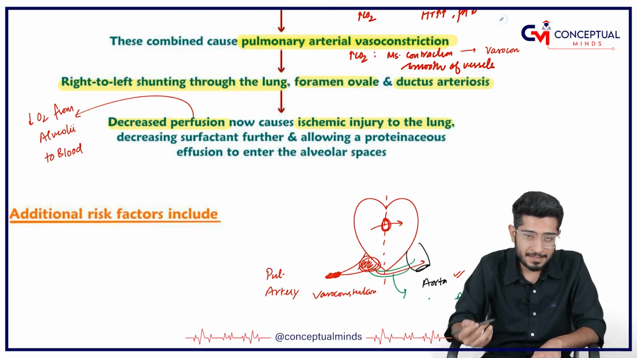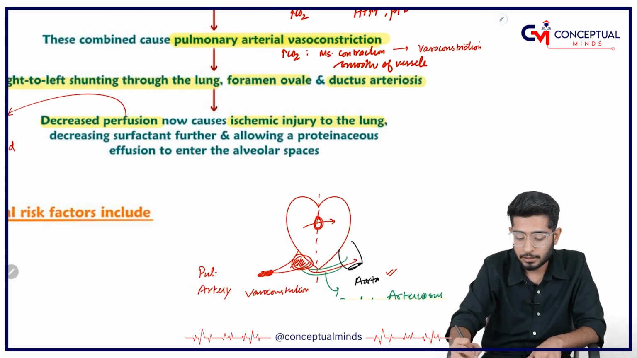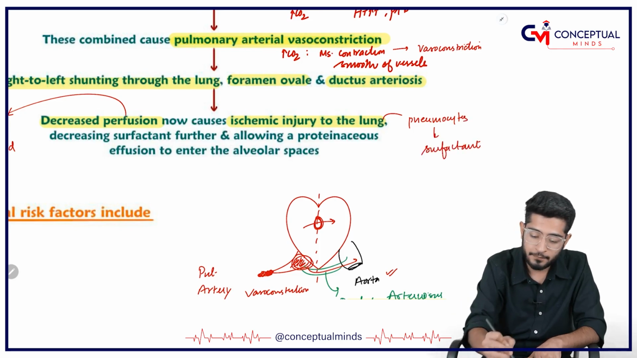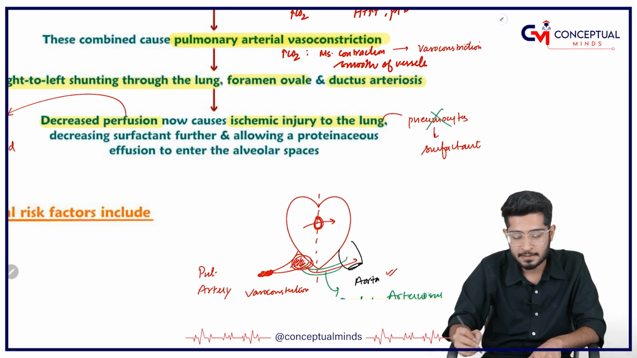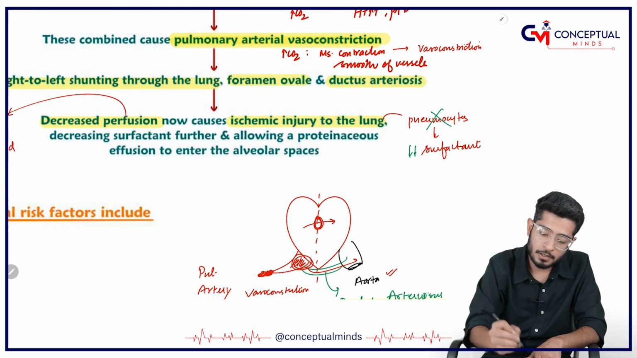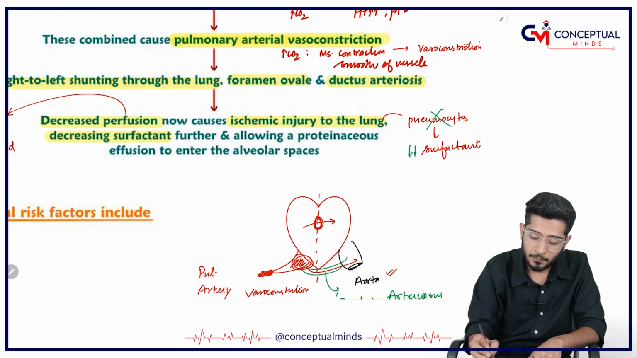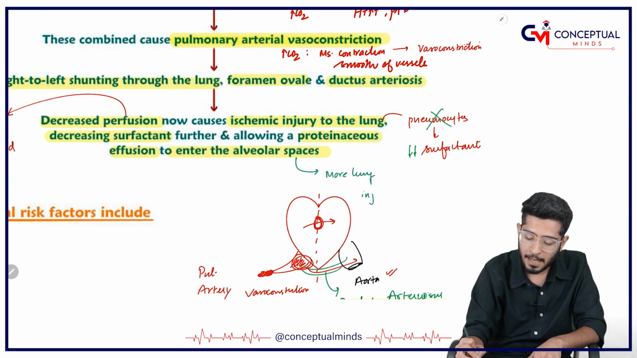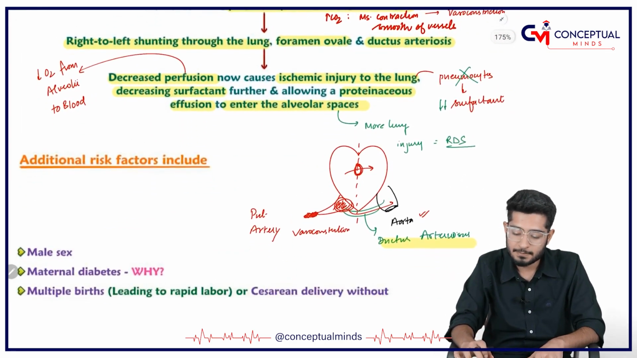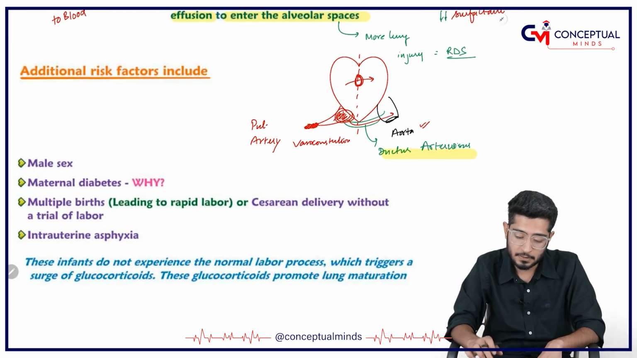Once there is injury, I think you know that lungs have got pneumocytes, and these pneumocytes are responsible for production of surfactant, right? Now, if there is lung damage, there will be no pneumocytes, so decreased surfactant. This decreased surfactant further causes a proteinaceous effusion that enters the alveolar space, and of course it leads to more lung injury, and the respiration is going to come in distress, respiratory distress syndrome.